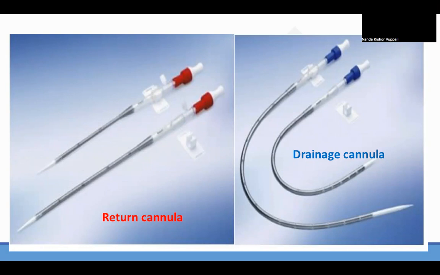Generally, in a typical adult, say, for example a 70 kilo patient who is going on ECMO for ARDS, they typically go with a drainage cannula of 25 to 27 French, with the return being anywhere between 21 to 22 French. So usually return cannulas are slightly smaller than the drainage cannula in terms of length and in terms of diameter.